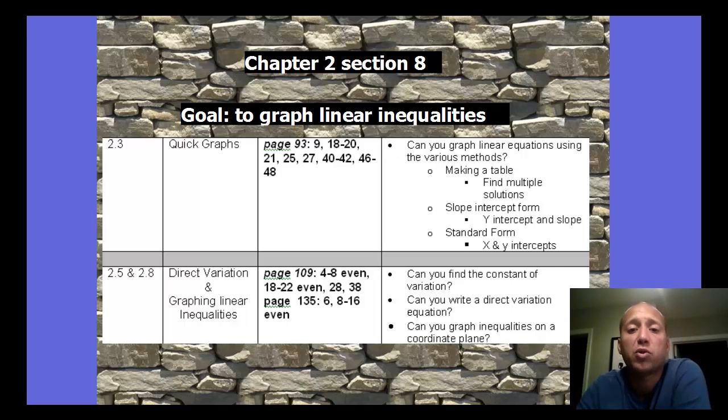Honors Algebra 2, Chapter 2, Section 8, along with Section 5. So we'll start with Section 5 here. It's pretty quick. It's direct variation.